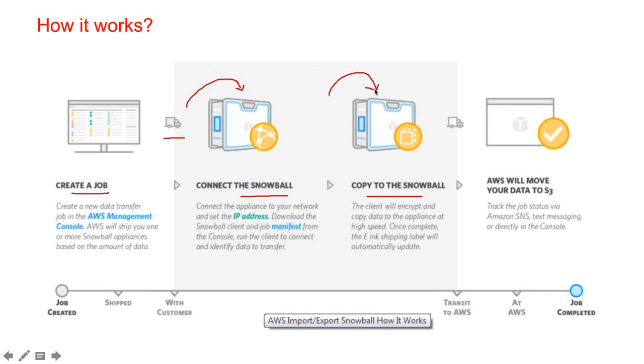Once we copy over that entire content, we can ship it back to the AWS data center, and the Amazon Web Services engineers will copy the entire content from the Snowball appliance to the designated S3 buckets on our behalf. And we will be notified over SMS or text messaging. So this is how this entire job is completed.